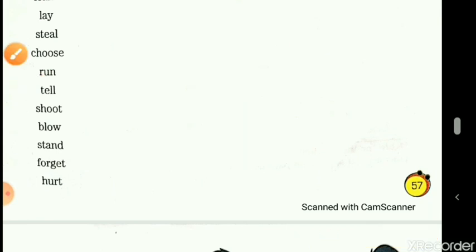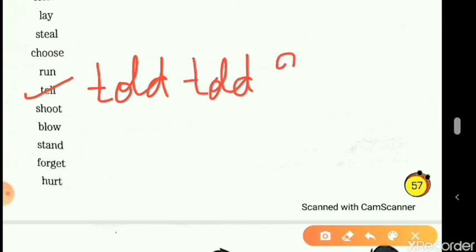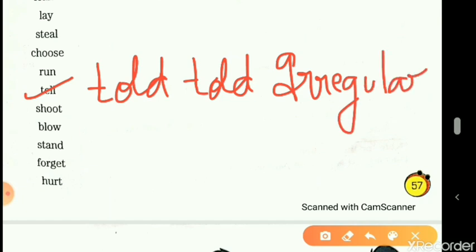The next example, student, is tell. So, the past form is told. The past participle is also told. So, again, example of irregular verbs. Tell, told, told. Irregular verbs.